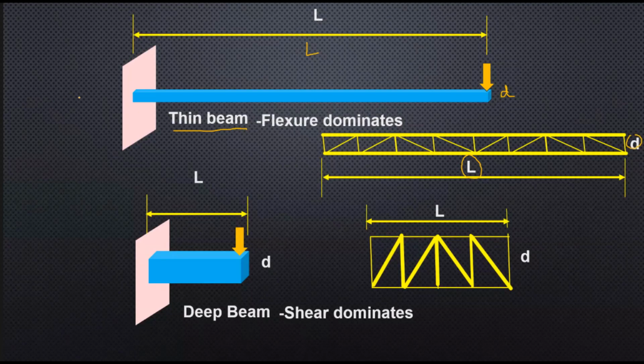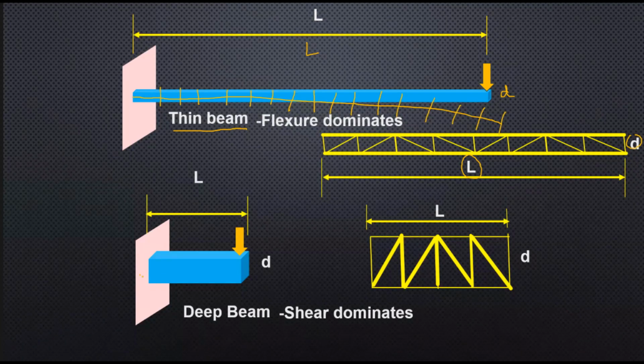Right. Now if I draw a deflected shape, what happens? My cross section is perpendicular to the axis. Now you can see here, the cross section rotates, and I say the flexure dominates.